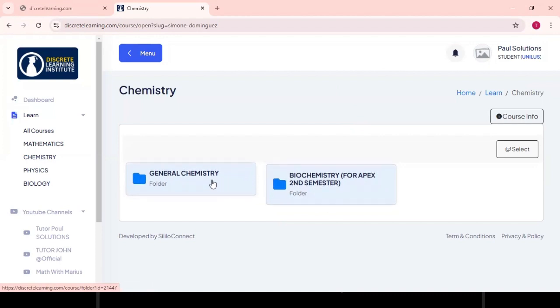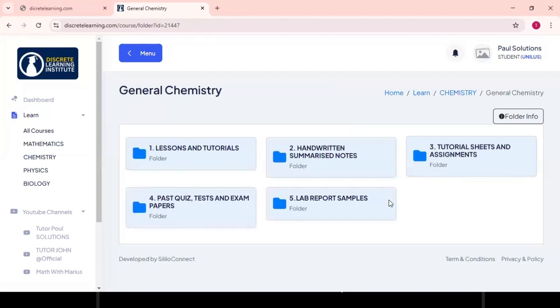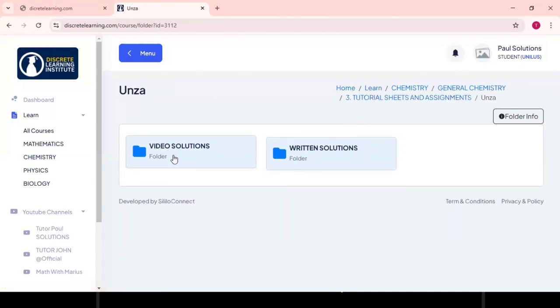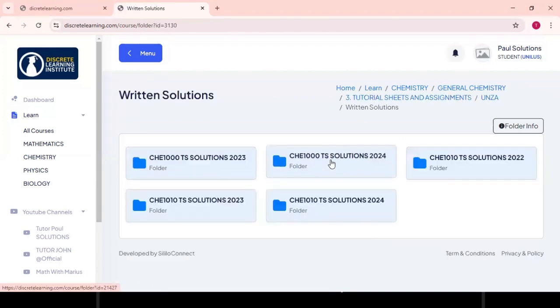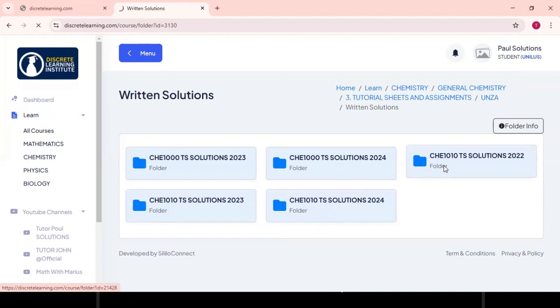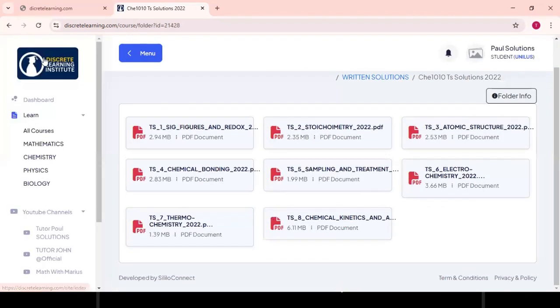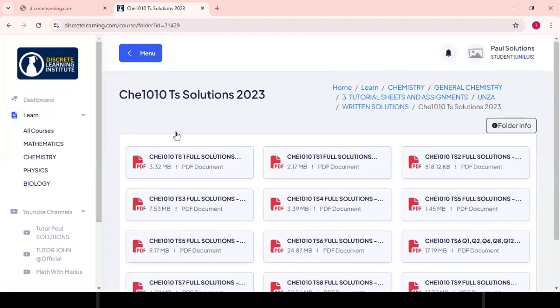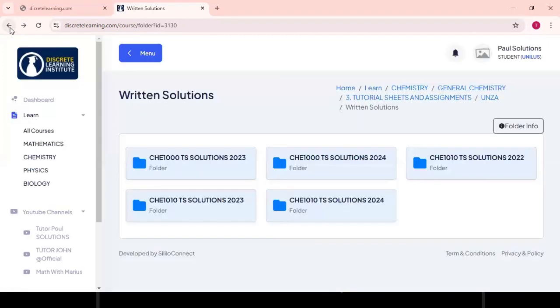So let's try to go in the general chemistry there. You're going to see the setup is the same. So if I go to tutorial sheet maybe, and then I open the folder for UNZA, you're going to see video and written. Let's try to open the written ones. You're going to see the tutorial sheets for the chemistry that they take at UNZA. So you can open any. You find all these tutorial sheets that are solved. So make sure you use what is on the drive.